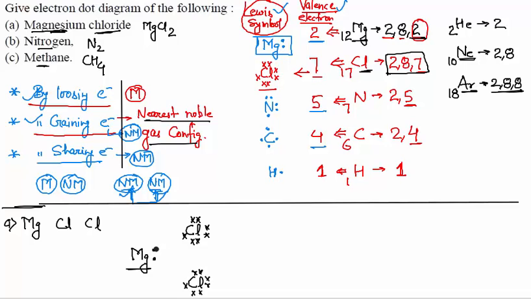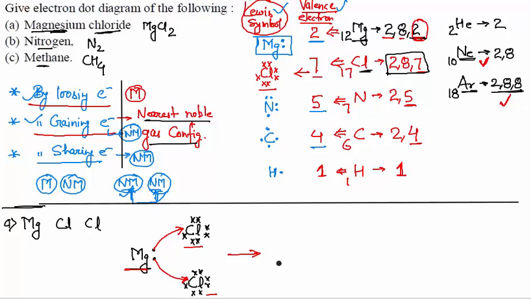Very simple. Look at this, now you can understand. Each chlorine will gain one electron from this magnesium. The important thing is that magnesium loses two electrons and then achieves the nearest noble gas configuration, neon. And these two chlorines achieve the nearest noble gas configuration of argon by gaining one electron.